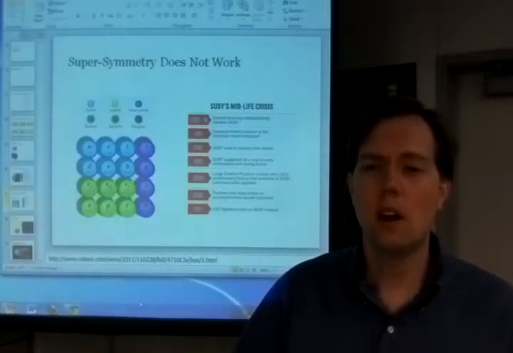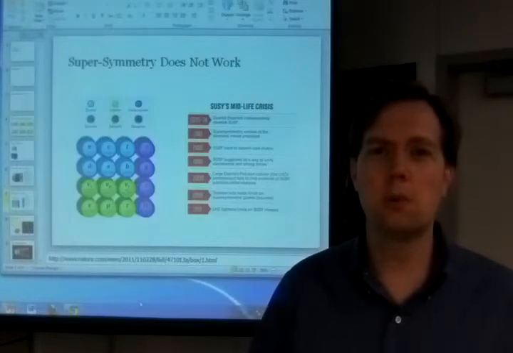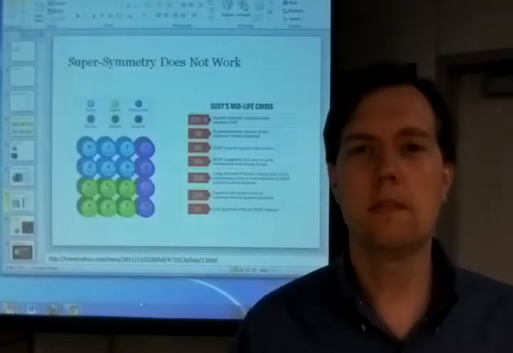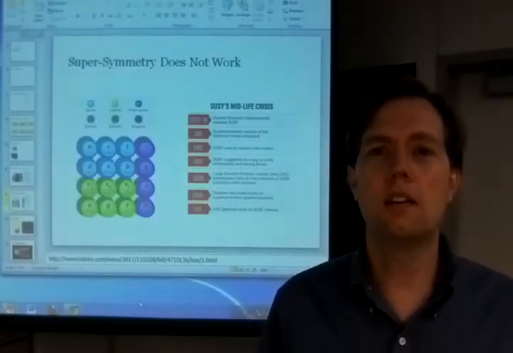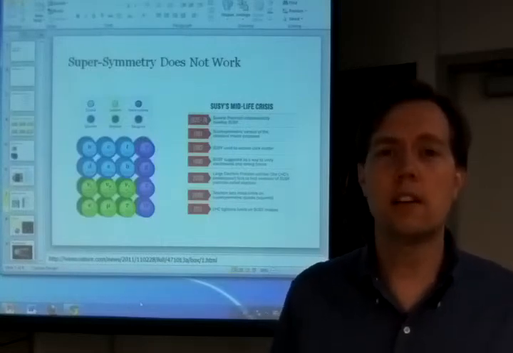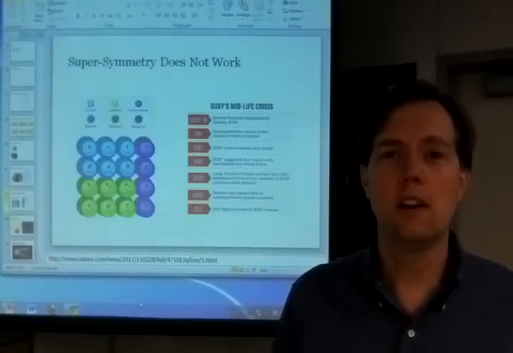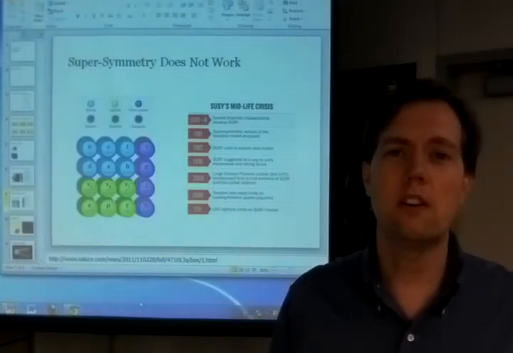And so this is a pretty significant problem for supersymmetry, and on top of it, there is no evidence that cannot be explained by the standard model. And so, essentially, the theory just doesn't work.